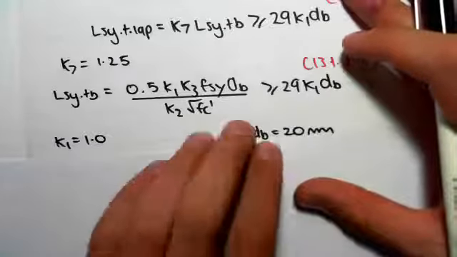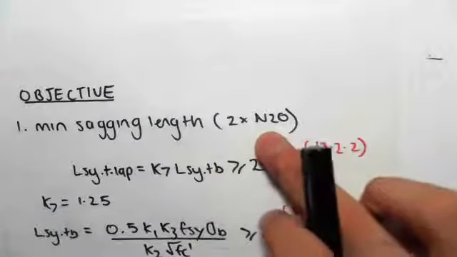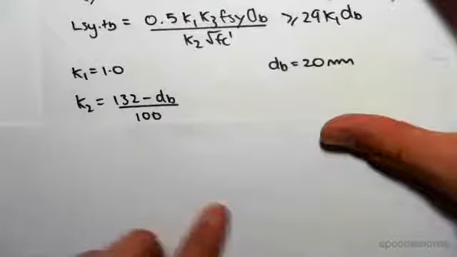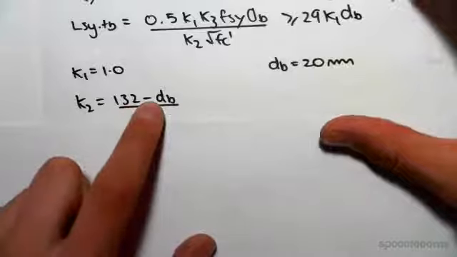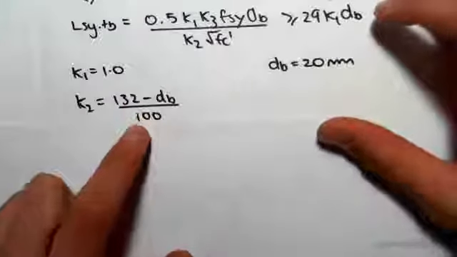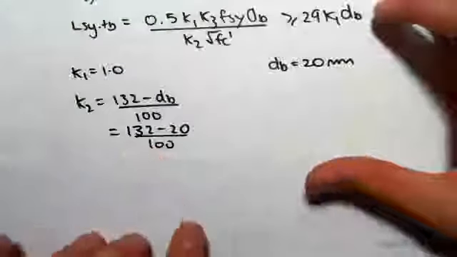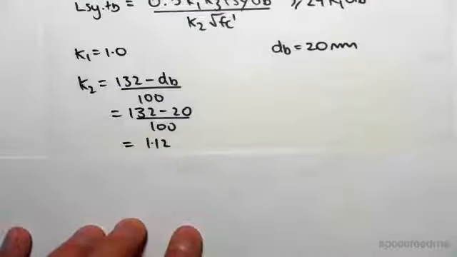The diameter of our bar is 20. The minimum sagging was 2 and 20 bars, so the diameter of the bar is 20. We can then find K2, which is 132 minus the diameter of the bar on 100. So finding that would be 132 minus the 20 on 100, giving us an answer of 1.12.